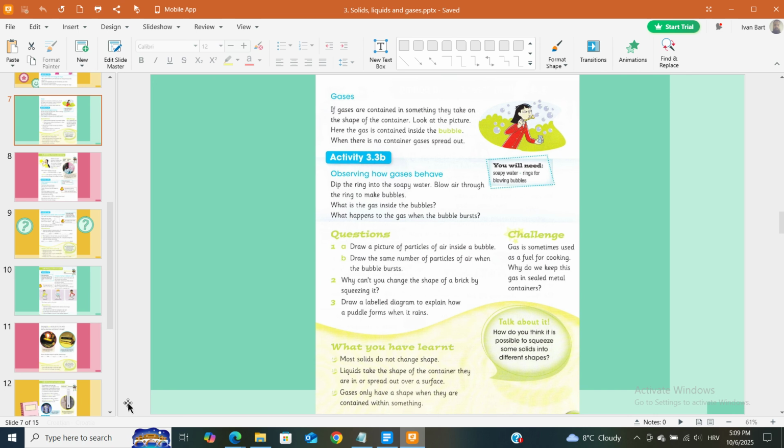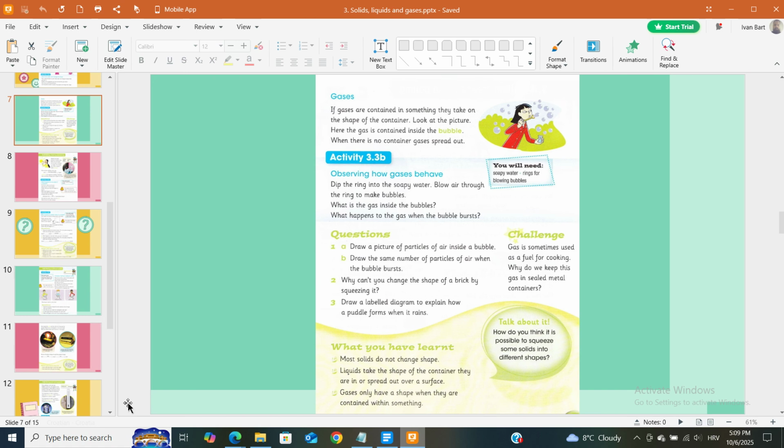Questions. 1. Draw a picture of particles of air inside a bubble. B. Draw the same number of particles of air when the bubble bursts. 2. Why can't you change the shape of a brick by squeezing it? 3. Draw a labeled diagram to explain how a puddle forms when it rains.